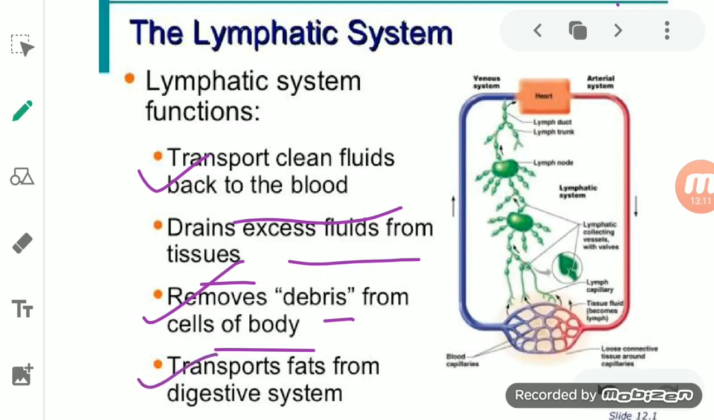It helps in transporting the fats from the digestive system. So this is the basic function of the lymphatic system. It helps in transporting the nutrients which may filter out of the blood capillaries back to the blood. It also brings the carbon dioxide and the nitrogenous waste from the tissue fluid to the blood, as well as helps in forming a strong defense or immune system of the body. Okay, so these are the functions of the lymphatic system.